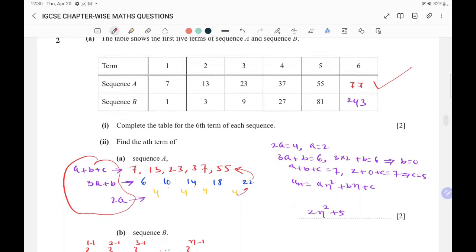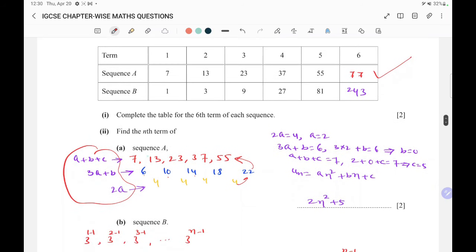Now, the nth term of the sequence A, second part. I already told you that it's a quadratic. So now this 7 you will consider as a plus b plus c, because in general the nth term is written as an squared plus bn plus c. This is a general rule: consider the first term a plus b plus c, then the first difference is 3a plus b, and the second difference is 2a. So a plus b plus c is 7.